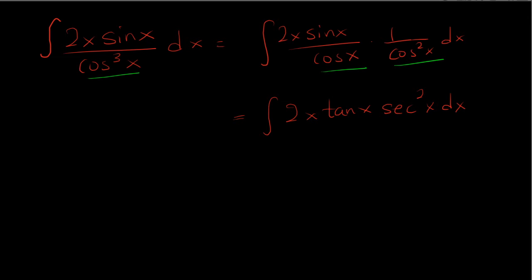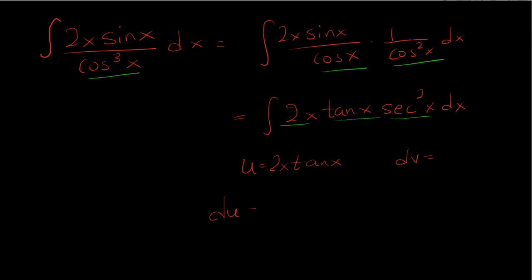Right now there's three functions. There's 2x, tangent x, and secant squared. So I'm going to have to use integration by parts. And for u, the way I should choose this is to see, okay, well, the derivative of tangent is secant squared. So I know u better include tangent. But that leaves 2x. So let's attach the 2x with the tangent.